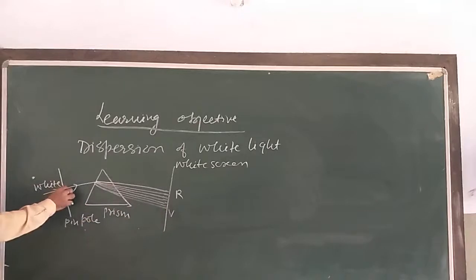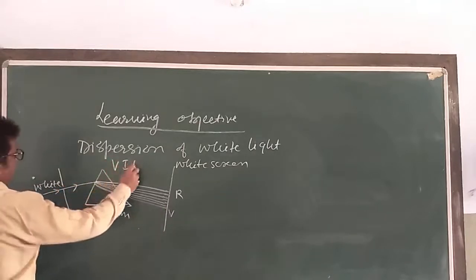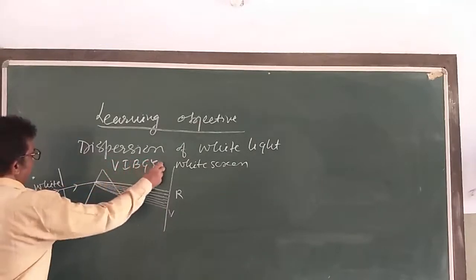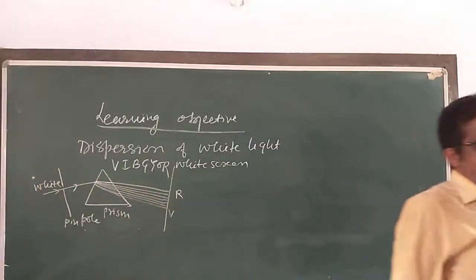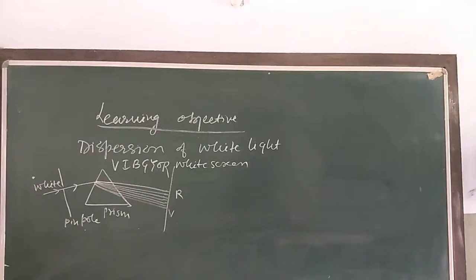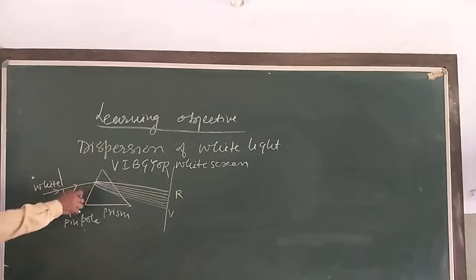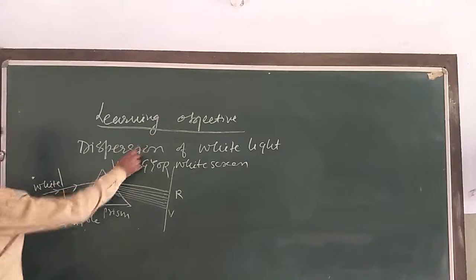Here you can write Vibgyor. Everybody knows what the different words here are. V stands for violet, I for indigo, B for blue, G for green, Y for yellow, O for orange, R for red. So red color you see here.